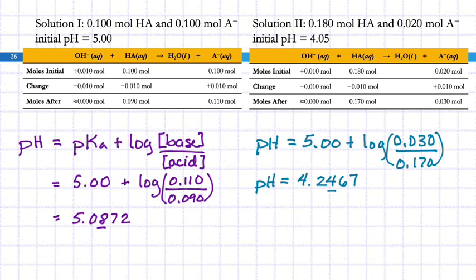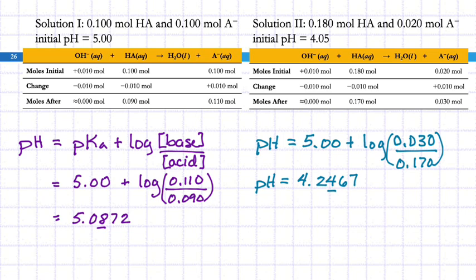So this one was at 4.05. It went to essentially 2.5. This was at 5, went to 5.09. You know, it's a little hard to compare, well, is that really different or not? So on the previous slide, they wanted us to calculate the percent change.